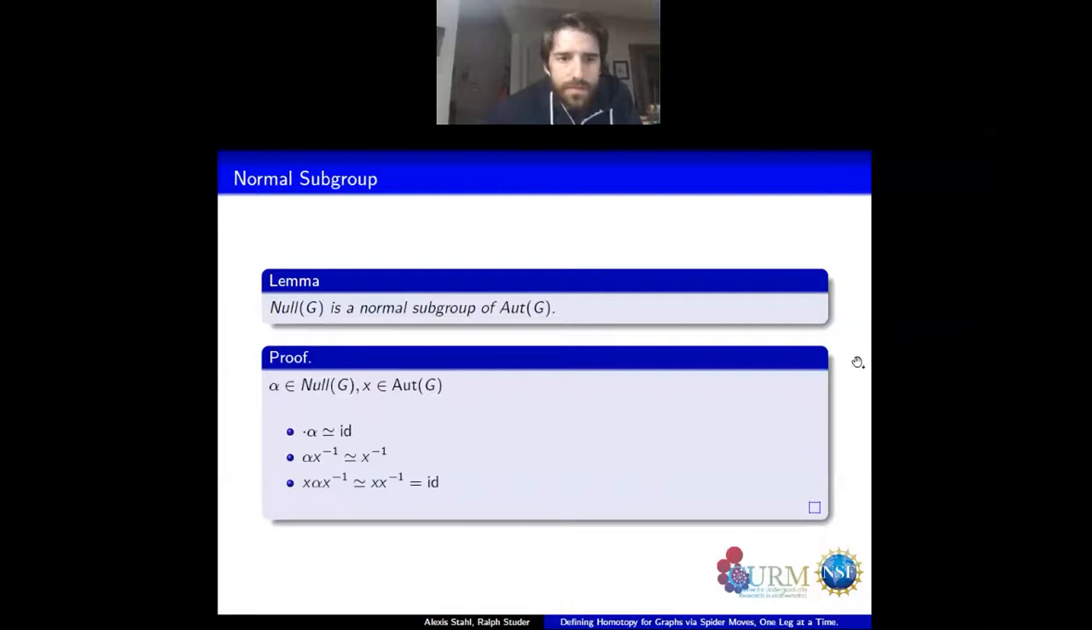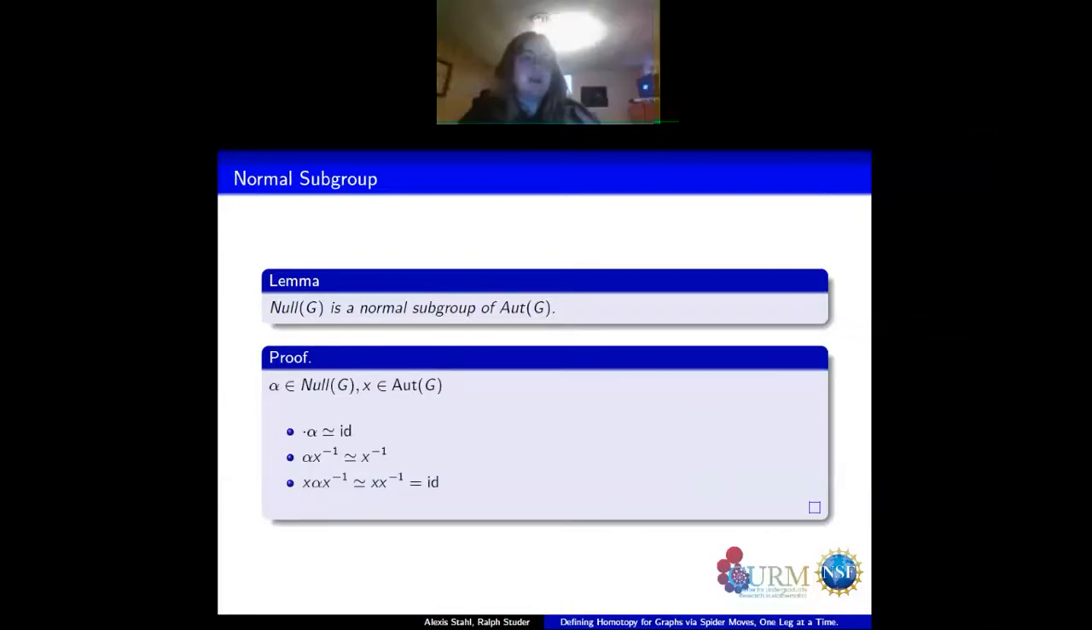Then we went and proved that it's a normal subgroup of Aut G. If we have an alpha that's in null G and an X that's just an automorphism, we know that alpha is homotopic to the identity, and then we can do our composition, and we get that X alpha X inverse is homotopic to the identity, which proves that it's a normal subgroup.